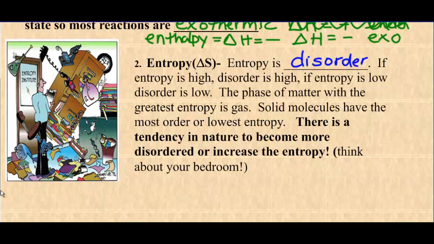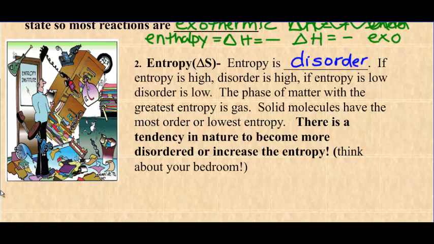And so you can clean your bedroom and put everything in its place, but inevitably it's going to become disordered again. And the reason for that is sheer probability. There is only one way for your room to be ordered. You know, like your socks have to be in your sock drawer and your pants have to be put in your closet or whatever the case may be. But there is an infinite number of ways for you to be disordered.